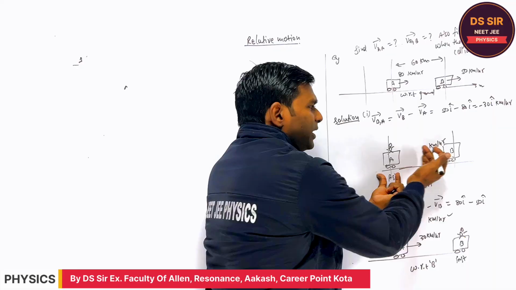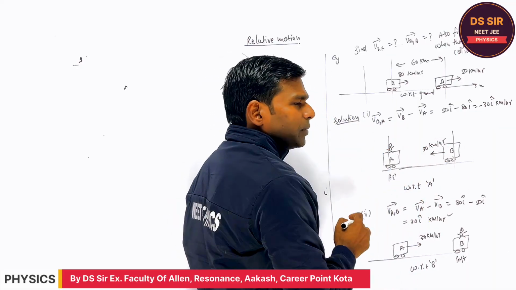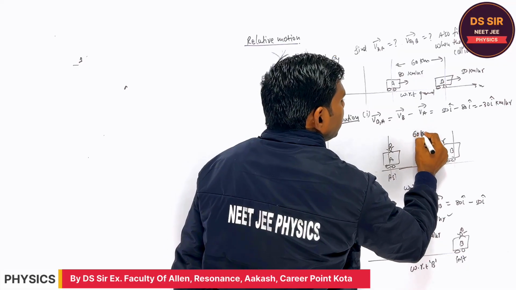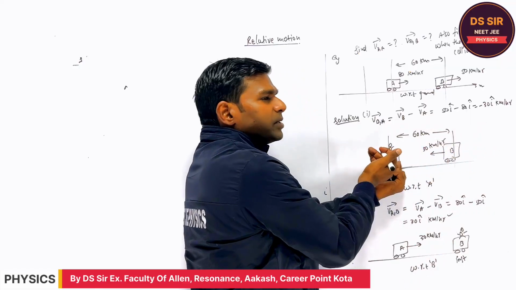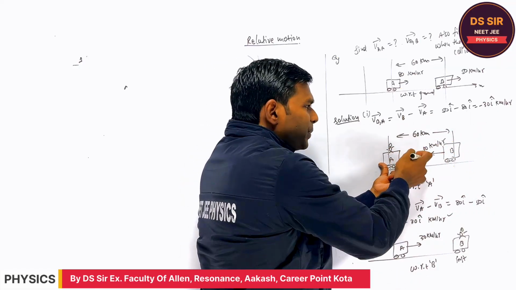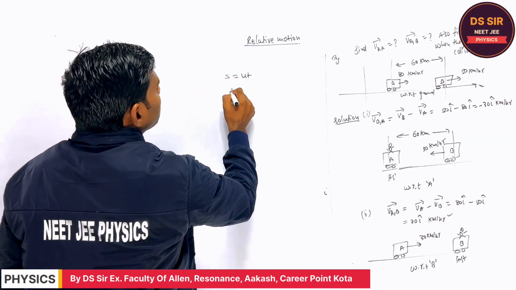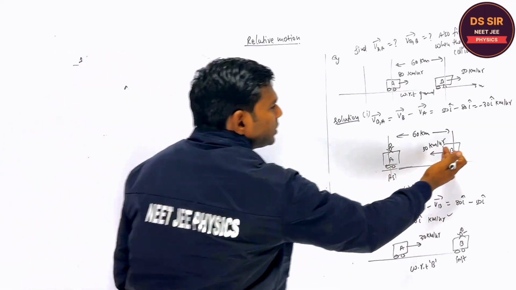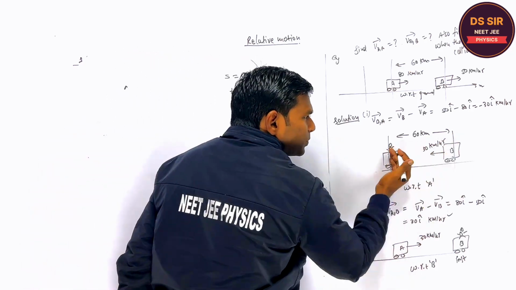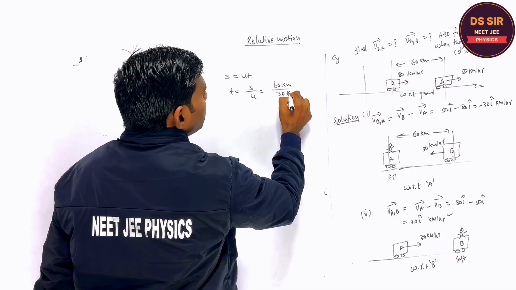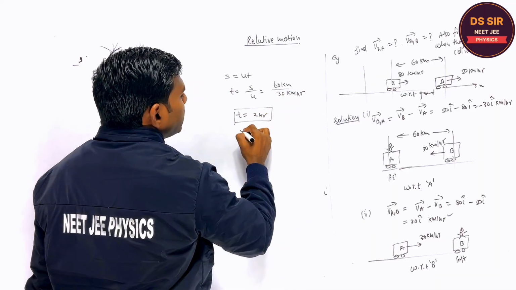It is at rest and it is coming. By what velocity is it coming towards A? You will say 30 km per hour. And what is the separation? 60 km. So when the car is coming with some speed, the distance is given, the speed is known, can you find the time? Yes, simple formula: time is equal to distance upon speed. The distance it has to cover is 60 km, the speed is 30 km per hour. So the answer is 2 hours. After 2 hours, they will collide.